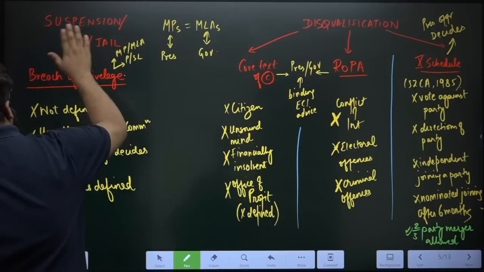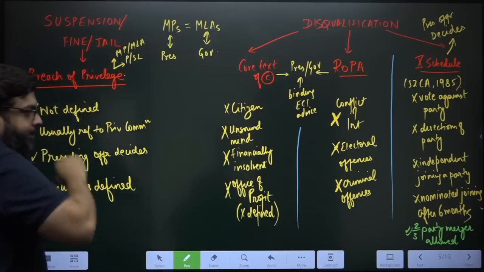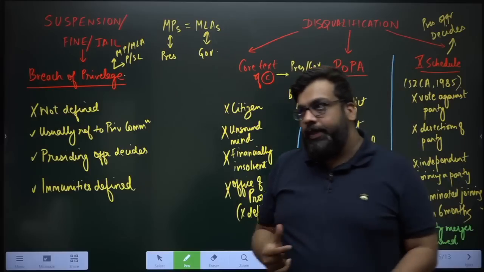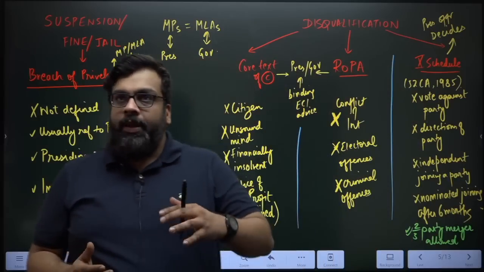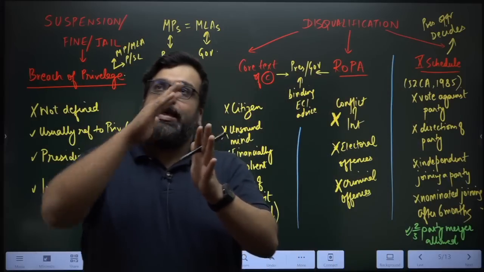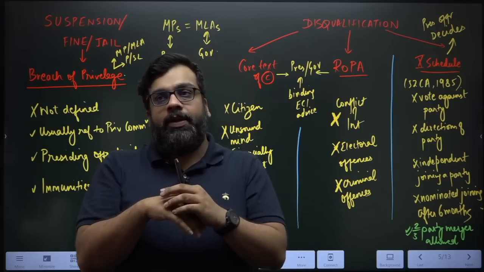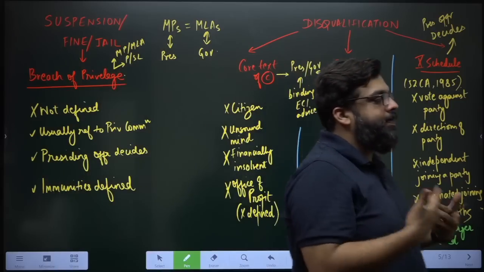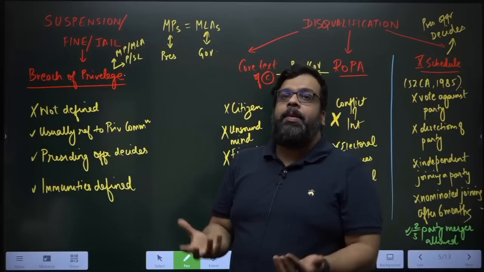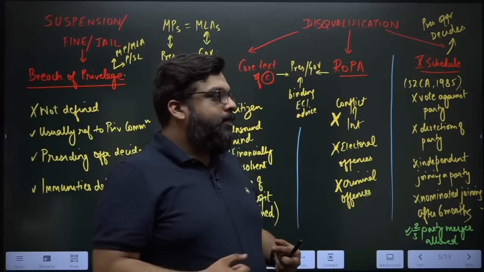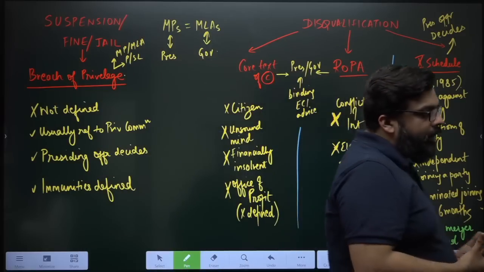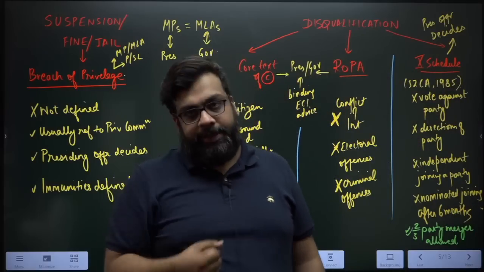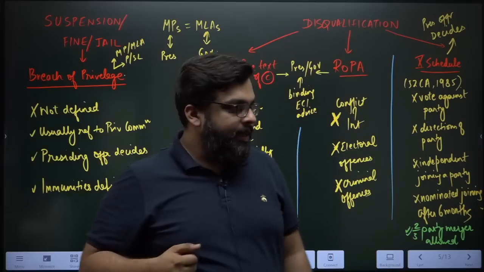Now, let's talk about suspensions, fines, or jails. We've got something called a privilege or a breach of privilege. You see, privilege, contempt, defamation are three dimensions of the same entity. You're basically disrespecting what you're a part of, right? Now, the privilege of the parliament as a whole and certain privileges that you have because you're a part of it. There are certain immunities that you have, right?